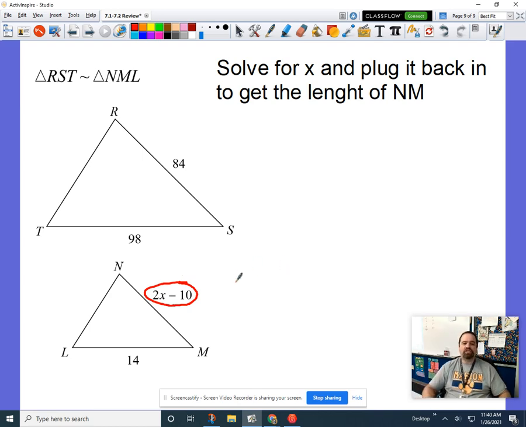So again, I start building my proportion there. I've got a ratio equals a ratio. So I start with 2x minus 10. So that is NM. NM is going to match up with RS, so 84. And then I started with the smaller triangle for my numerator here, which means I'm going to put 14 on top over here, 98 on bottom. Cross multiply.